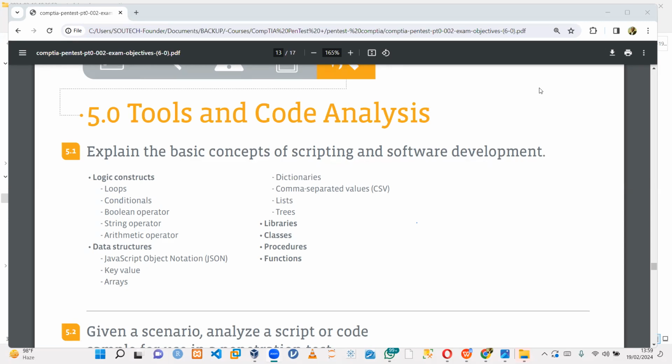So in tool and code analysis, there are a few things that we need to understand as pen testers. Here, the idea is to be able to explain and understand the different scripting and software development processes, life cycle, structures, types, differences. Now, the idea is not for you to be a badass programmer, but you must understand this concept, because you're able to tell when people are creating secured code or unsecured code.